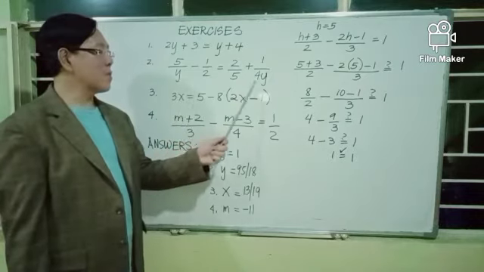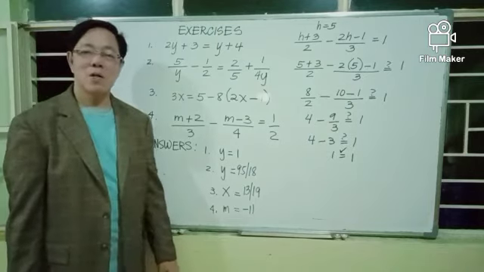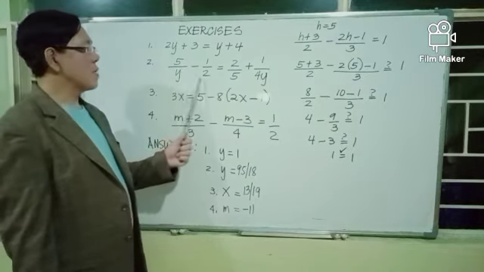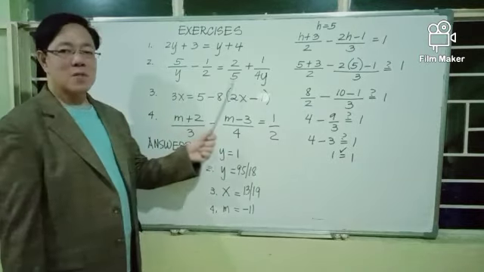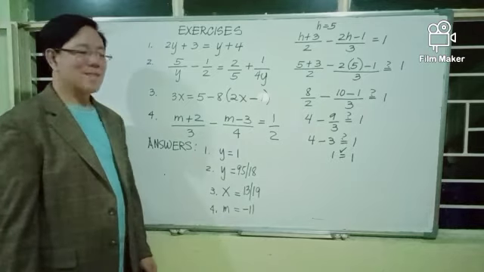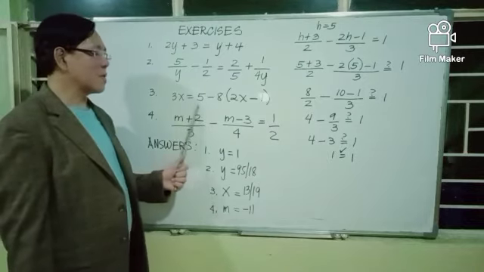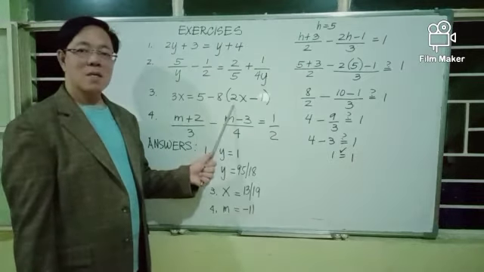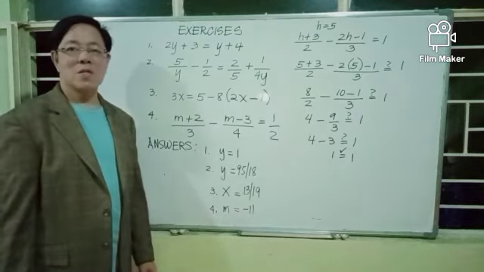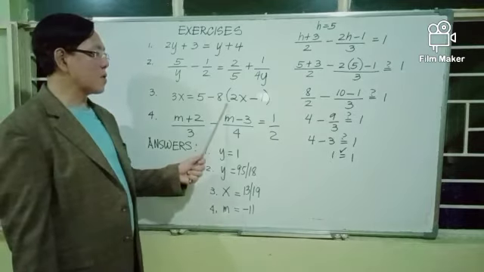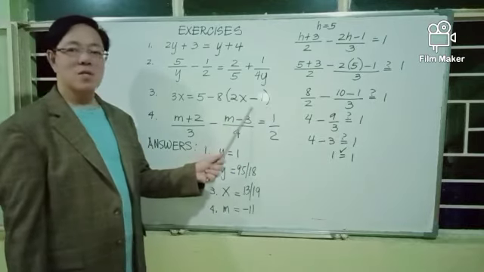The first step is to remove the denominators. You determine the LCD or the lowest common denominator of these denominators 2, 5, and 4, and multiply both sides by that LCD. In number 3, you have a linear equation in variable x: 3x equals 5 minus 8 times quantity 2x minus 1. Again, the first step, if you have grouping symbols in the given equation, remove first the grouping symbols by using the property of multiplication over addition or subtraction.